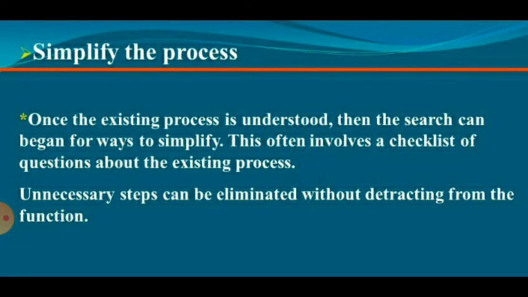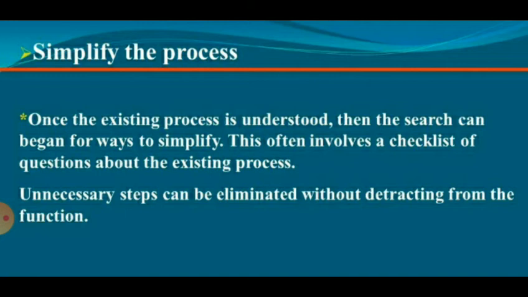So once the existing process is understood, then the ways are identified for simplify the process. Then the process is simplified by elimination of unnecessary steps in the process without affecting from function. Some steps can be combined and some steps can be performed simultaneously. Some of the 10 strategies for automation and production system can help to simplify the process. So this is regarding the second point in a USA principle, that is simplify the process.